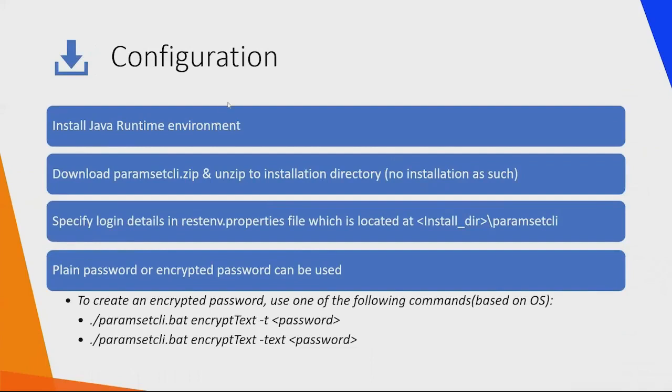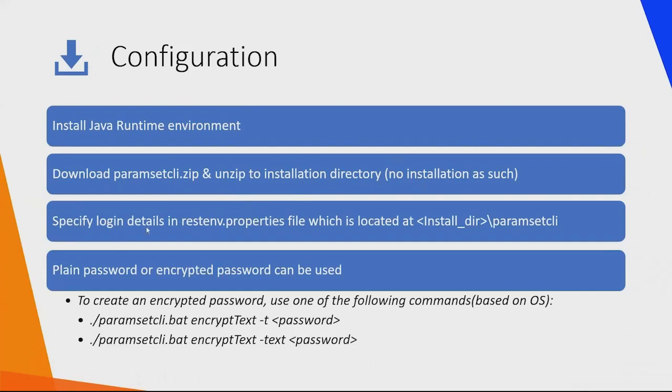So what are all the different configurations involved? The first thing that I already discussed is you need Java in your environment from where you want to upload that parameter set. Then you can download the parameter set CLI utility zip, and then unzip it to some directory where you want to install it. So basically it's not an installation as such, you just unzip the parameter set CLI utility, and it will unzip all the binaries into a particular folder and you can start using it.